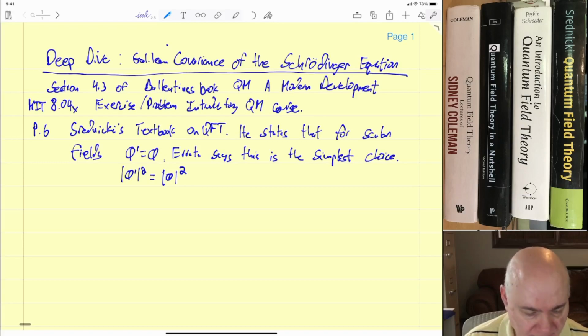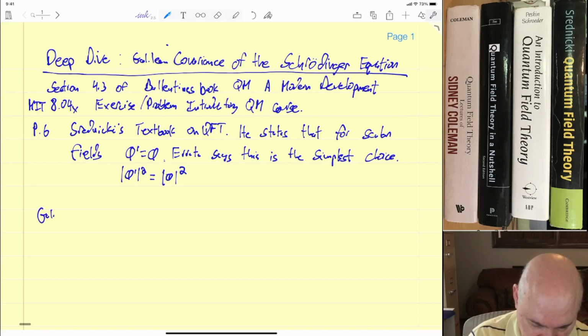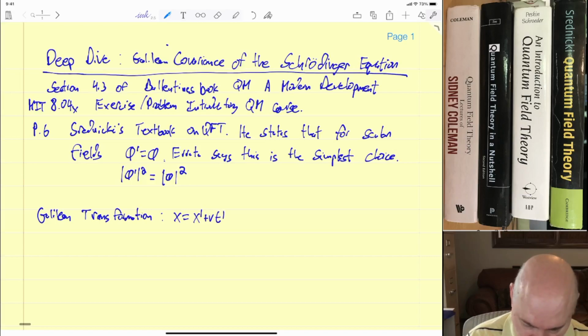Now, so let's first write down the Galilean transformation, which is quite simple. x equals, and I'll define my symbols in a second, t equals t prime. And let's just ignore or carry along y and z. Let's say y equals y prime and z equals z prime.